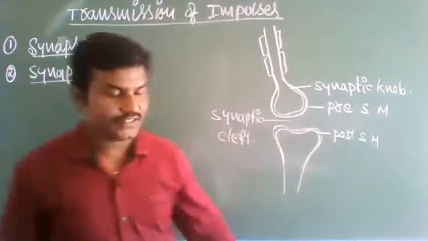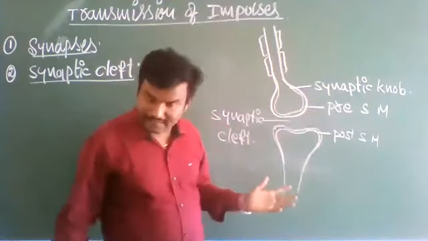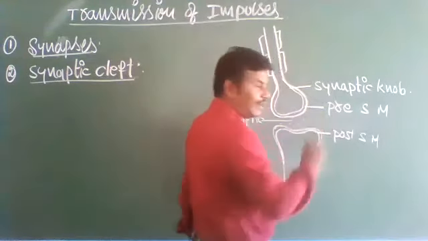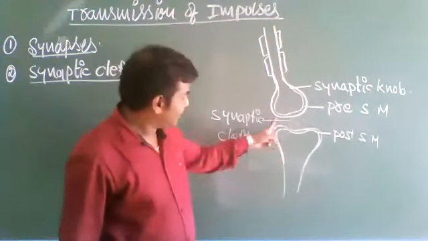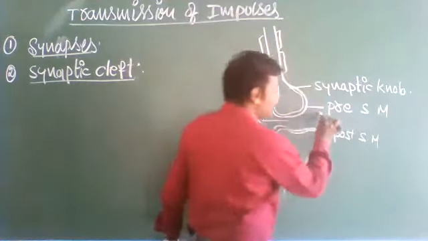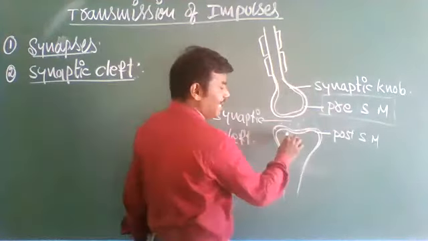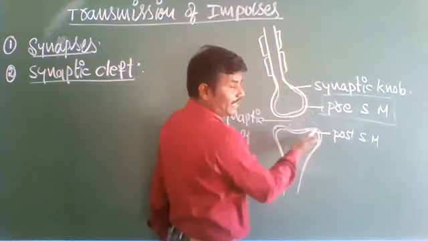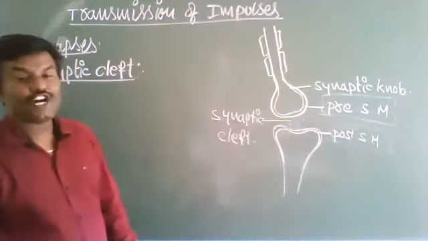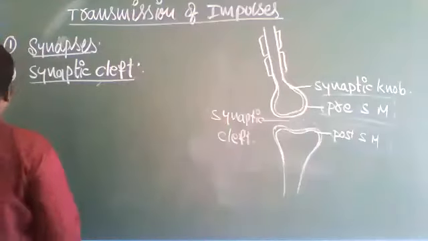It is the synaptic cleft. It is an intercellular fluid-filled space. This separates the axon terminal, that is the presynaptic membrane, and another target cell, that is the postsynaptic membrane. That is called the synaptic cleft. Okay, that's it.